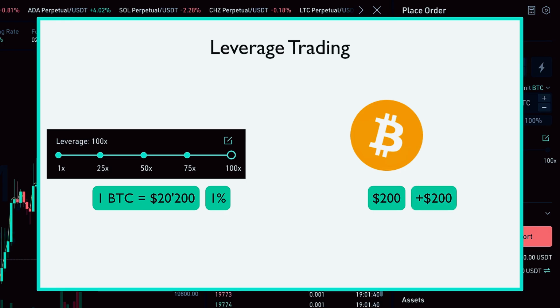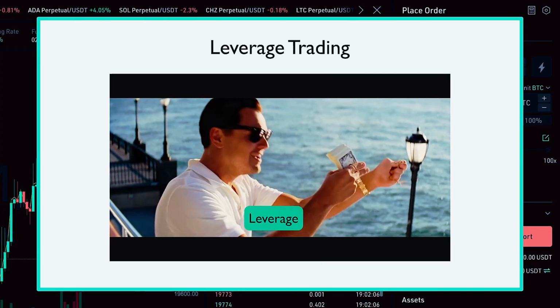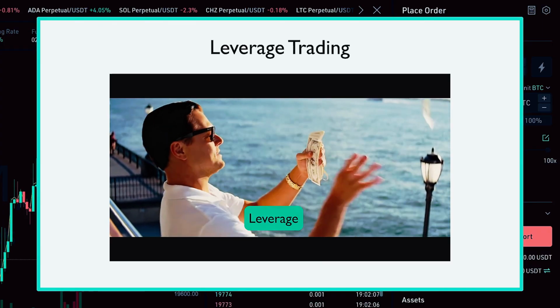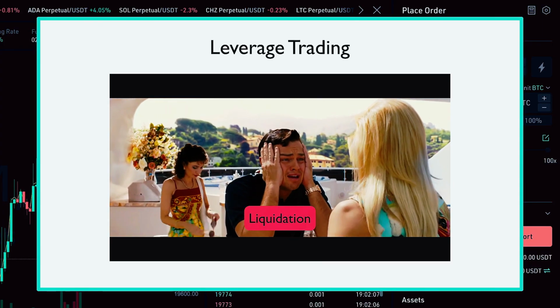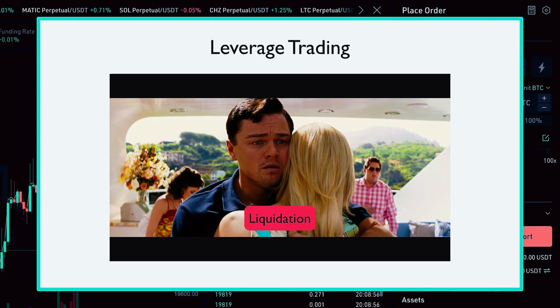So you can see why using a high amount of leverage can seem quite attractive. However, on the other side, if Bitcoin goes down just 0.5%, we would get liquidated and lose our entire $200 investment. So at that point, even if the future goes back up, we are already liquidated and we can't make any profit from an increase in price. So as you can see, using high leverage can make a lot of profits fast, but will also wipe us out clean very quickly, especially in a volatile crypto market.